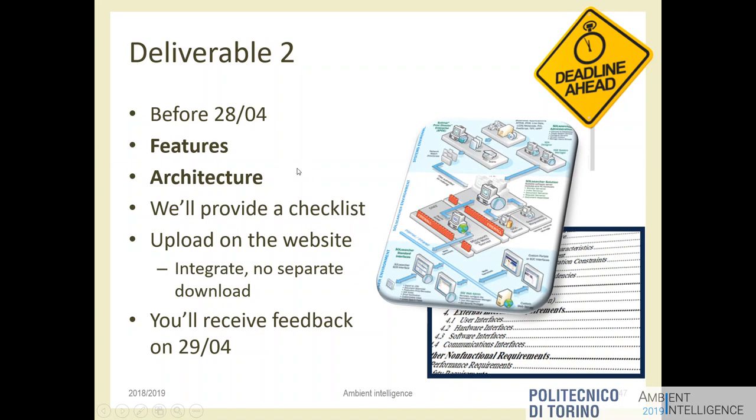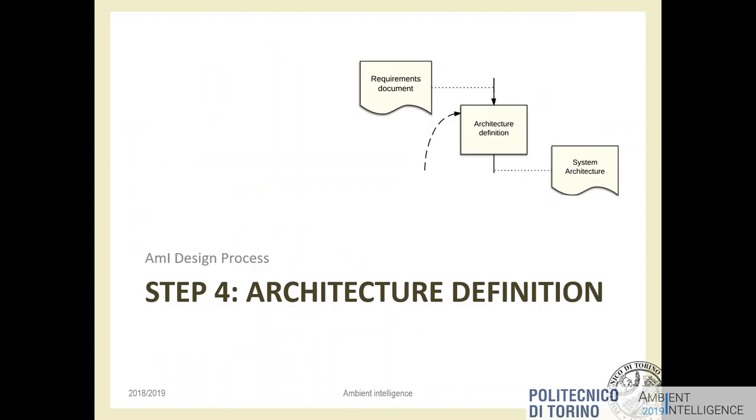So the last time we discussed a bit about the features, so describing what the system does in terms of a list of features. This is one of the two items that are needed in this deliverable. The second element is the architecture of the system. So today we'll discuss a bit more about what we mean by system architecture, and then we'll review together the structure of the checklist of the information required for this deliverable. Okay.